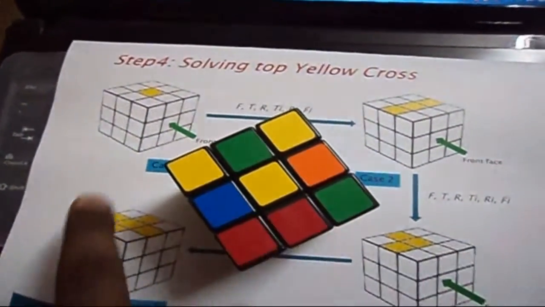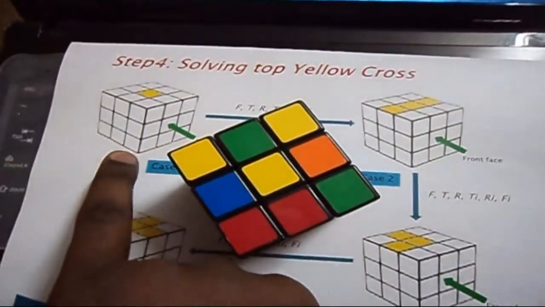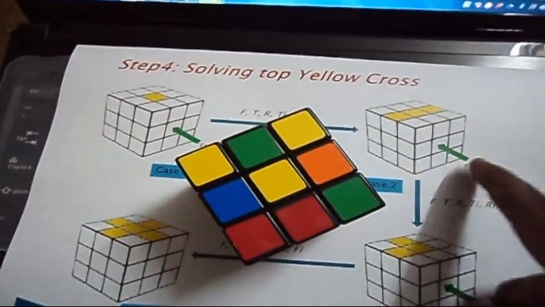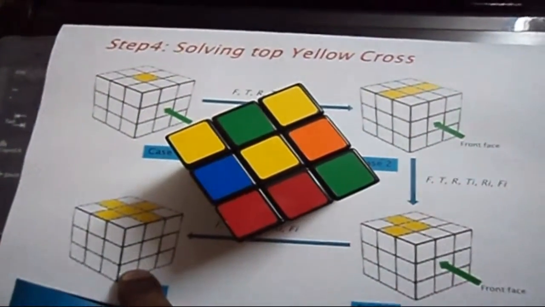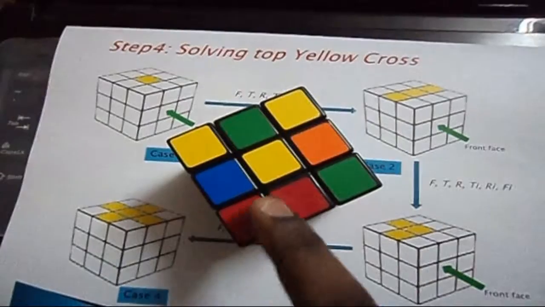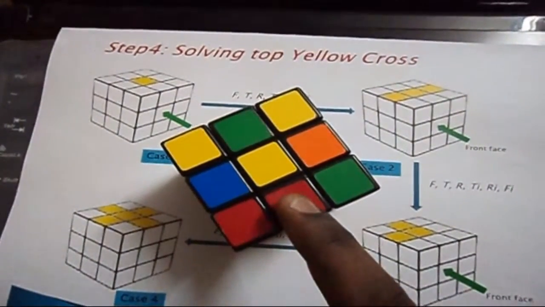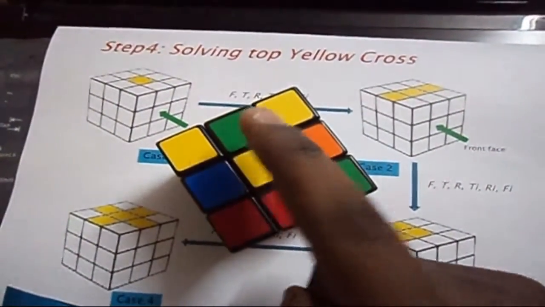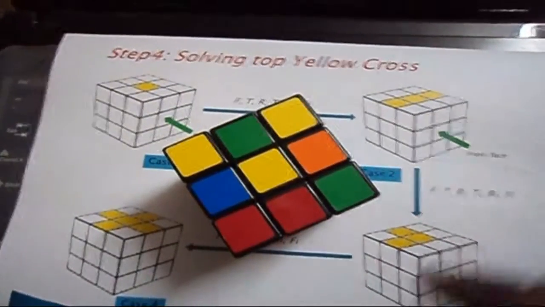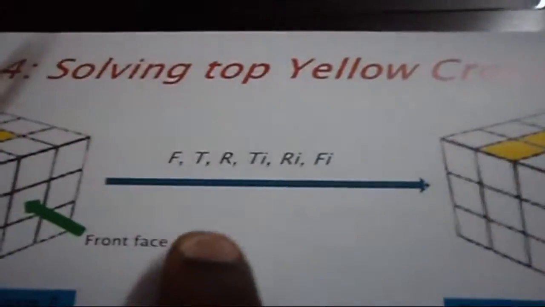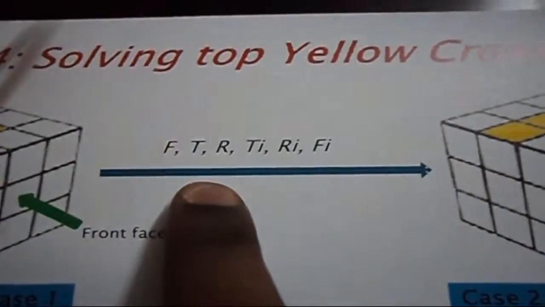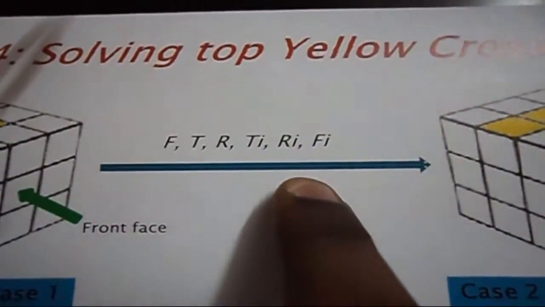Since the cube is in case 1, we need to go to case 2, case 3 and case 4 in order to get a yellow cross on the top layer. So we need to perform this algorithm 3 times. So we'll see the algorithm. The algorithm is F T R T' R' F'.